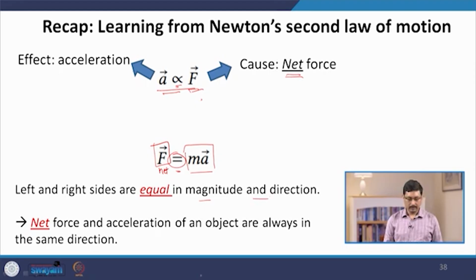A consequence of this fact is that the acceleration of an object is always in the direction of the net force or the total force acting on the system. So, this equality is important because you can independently measure the left hand side and right hand side, and it is Newton's second law which shows that they must be equal.